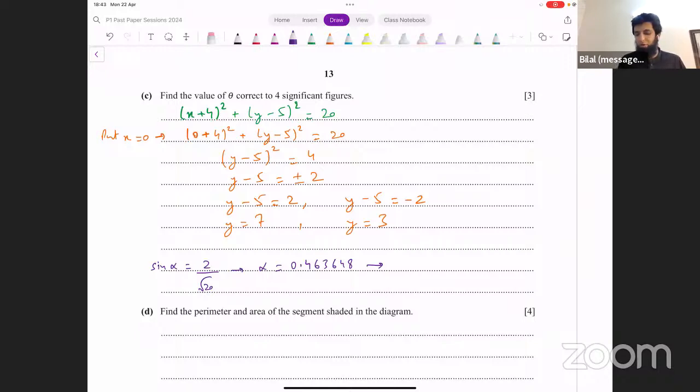That's half the angle. So what about that complete angle? Just multiply this by 2. Theta equals 2 into 0.463648. And you can see what that turns out to be. Multiplied by 2, that's 0.927295. Four significant figures, it would be this. You have to write it as exactly this. If you write more than 4 significant figures, you lose a mark. If you write less than 4 significant figures, you lose a mark on that as well. So make sure to write exactly this, 0.9273. That is what we're getting from this.